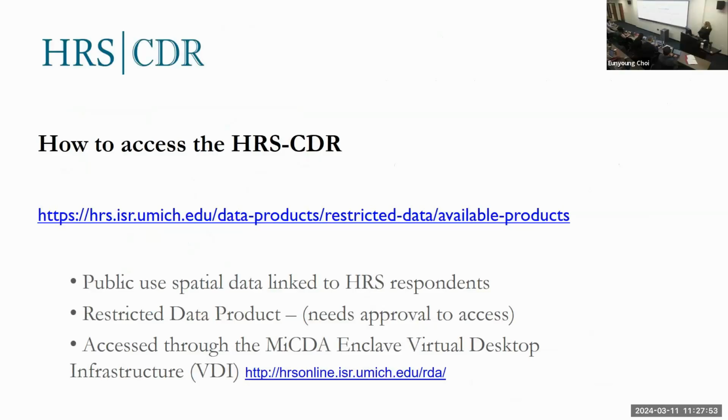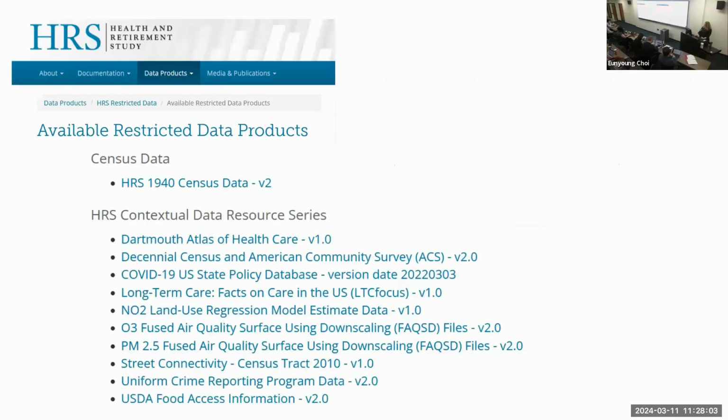Okay, so how to access the CDR. Through HRS, you'll find it in this restricted data available products. I'm going to show you what that looks like. But first, if you went to the web page, this is what you would see. So there's that 1940s census data. That group is also hoping to do a 1950 census linkage.